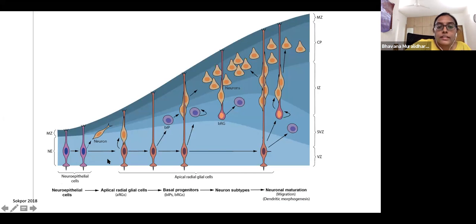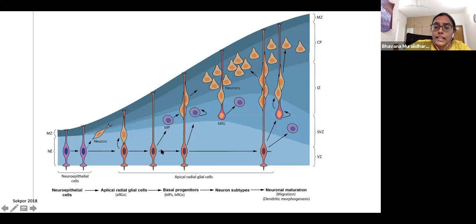So these neuroepithelial cells then become something called apical radial glial cells. Now, these are those cells which now have the capacity to undergo both symmetric and asymmetric division. These undergo symmetric division so that again their numbers are increased so that they can also sustain development. But they also undergo an asymmetric division where they give rise to two daughter cells, one of which forms a neuron, the other forms another radial glia. So that is an example of an asymmetric division.